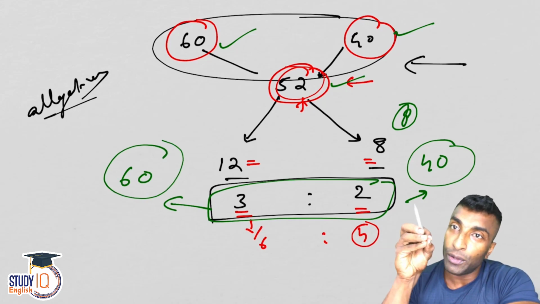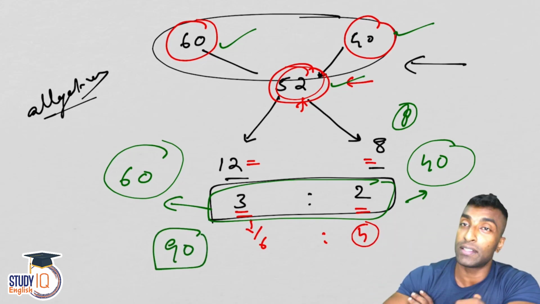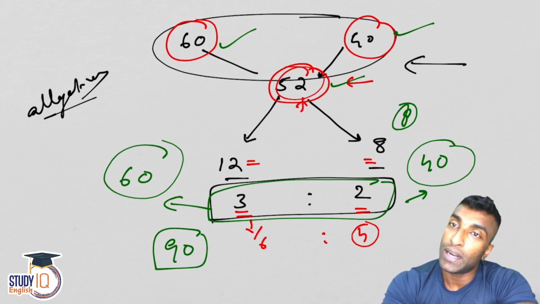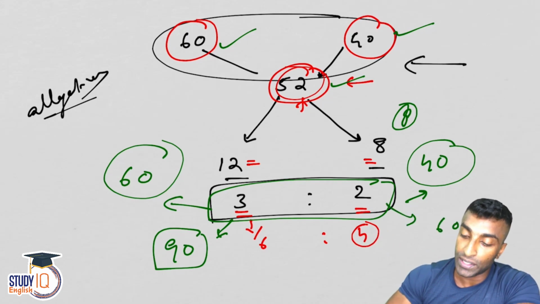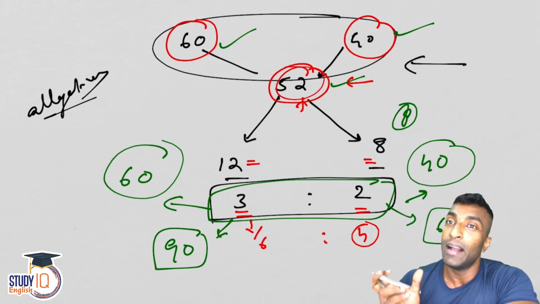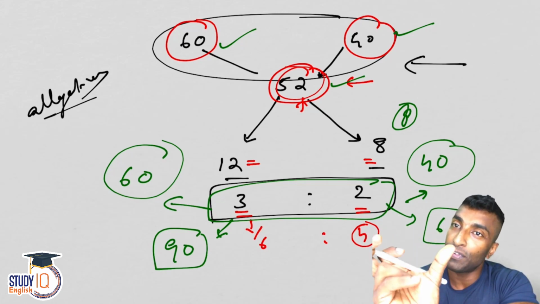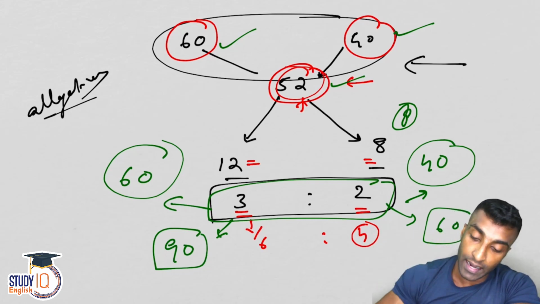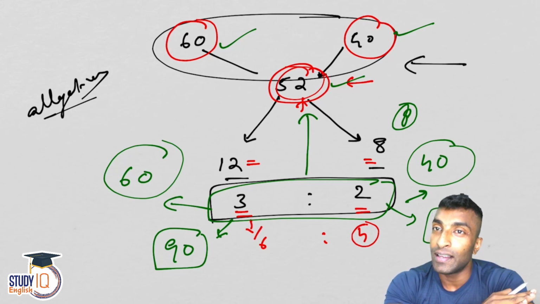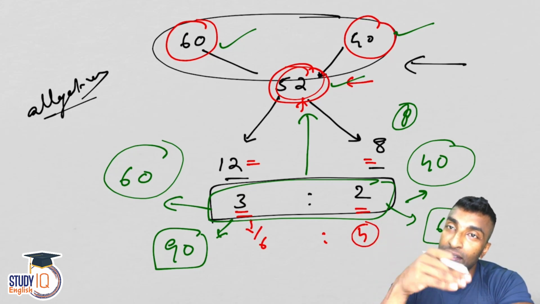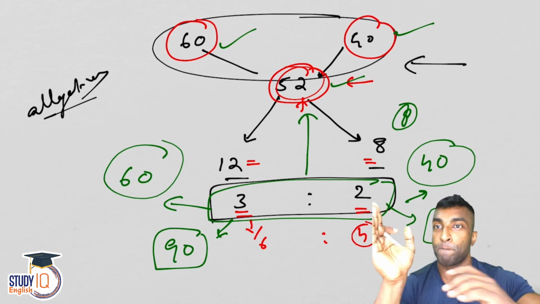In the same way, if I ask you the number of girls when the number of boys is 90, what is your answer? So 3 stands for 90, that is 3 multiplied by 30. So 2 will stand for 60. So in this case, there will be 60 girls. My point is, the ratio will always be the same. If this is the ratio, you will get this weighted average. So it could be 60 boys and 40 girls or 90 boys and 60 girls. We cannot tell the exact number from this.